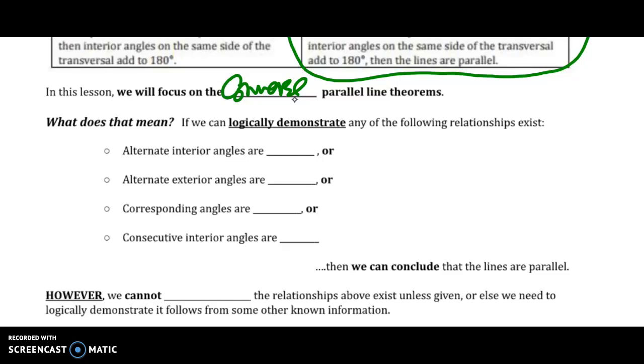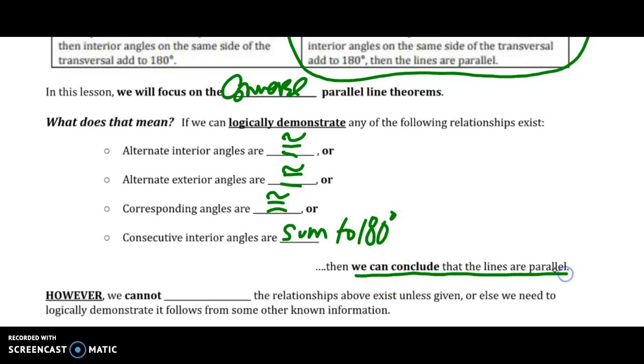So what does that mean? If we can logically demonstrate that any of the relationships exist, then we can conclude that the lines are parallel. So if we note that alternate interior angles are congruent, or that alternate exterior angles are congruent, or that corresponding angles are congruent, or if consecutive interior angles sum to 180 degrees, then we know that the lines have to be parallel. That's what the converse states.